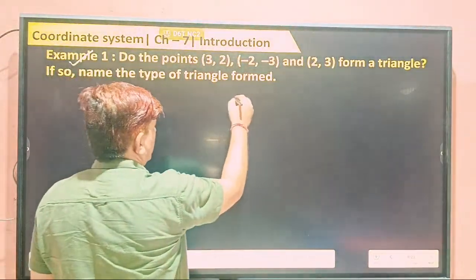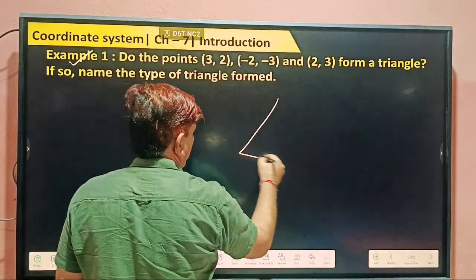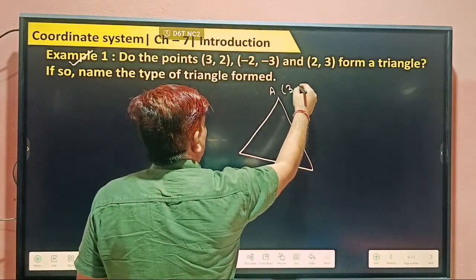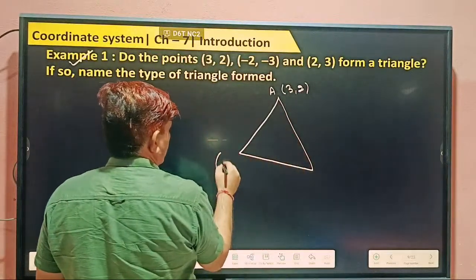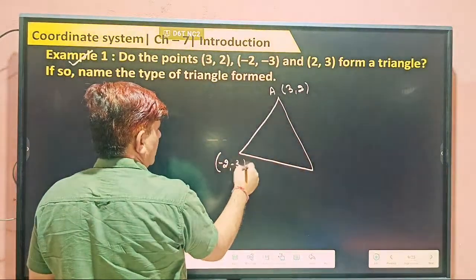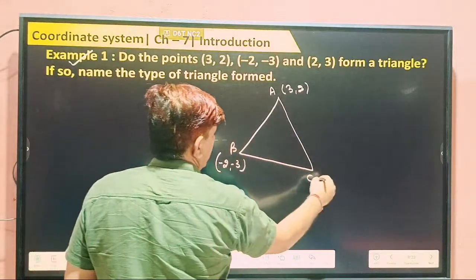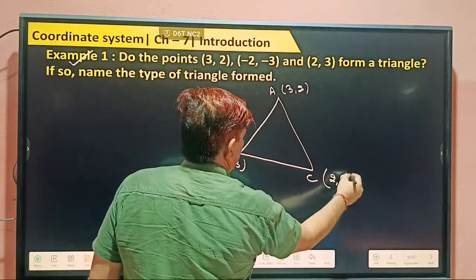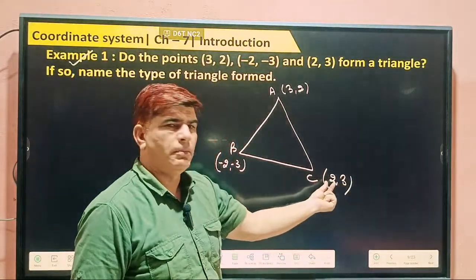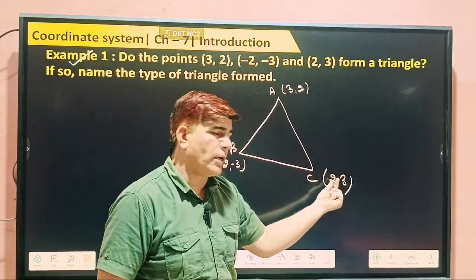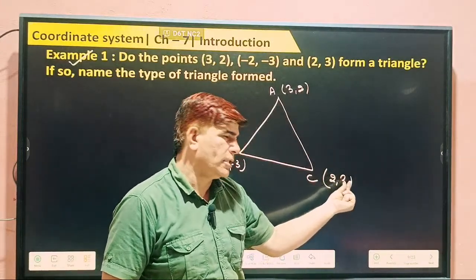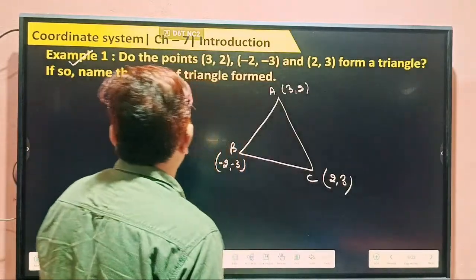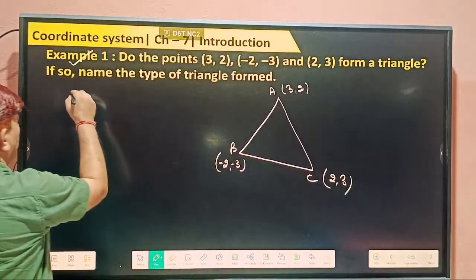So we can take these three points: A whose coordinates are 3 and 2, B whose coordinates are -2, 3, and C whose coordinates are 2 and 3. Coordinates 2 and 3 mean its distance from the y-axis is 2 units and from the x-axis is 3 units. So first we can find AB.